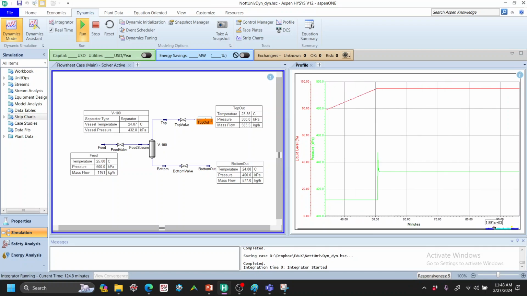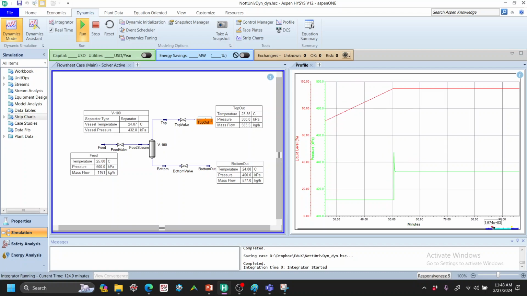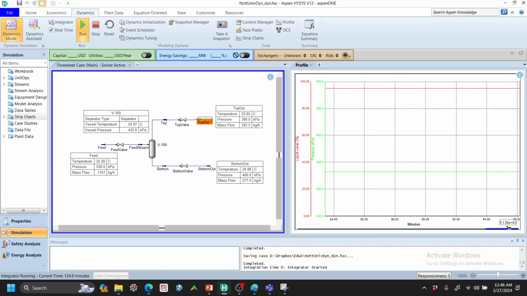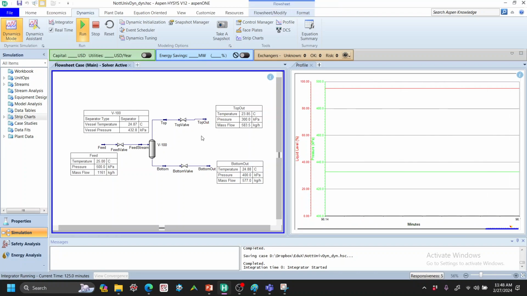I see some of the calculations over here. Okay, so now you can play around. You can increase the pressure again, or close the valve, or do whatever you want, or increase the pressure here, and then because the liquid level is too high.